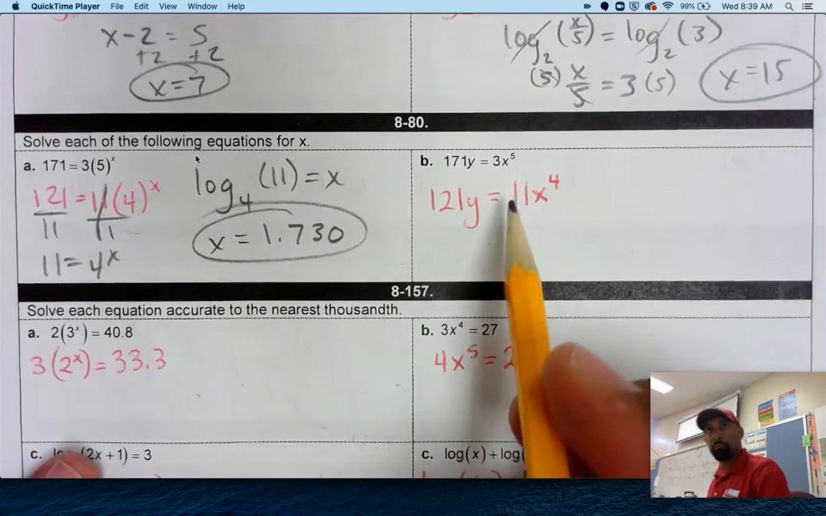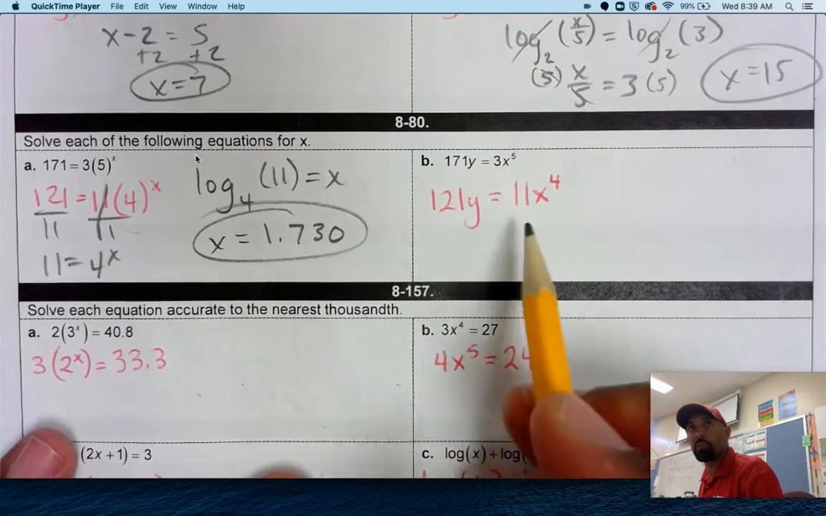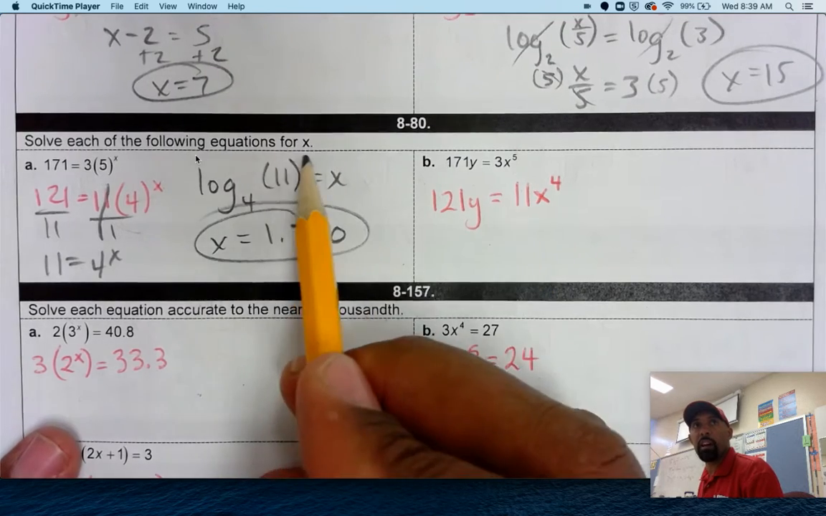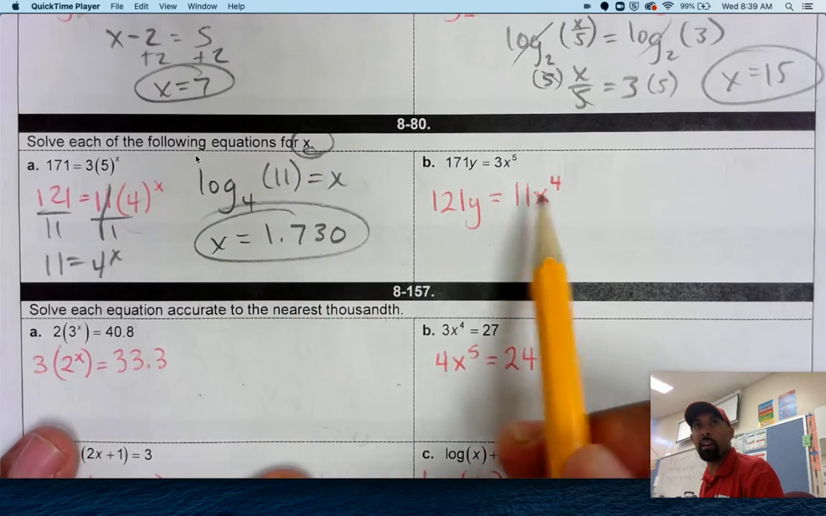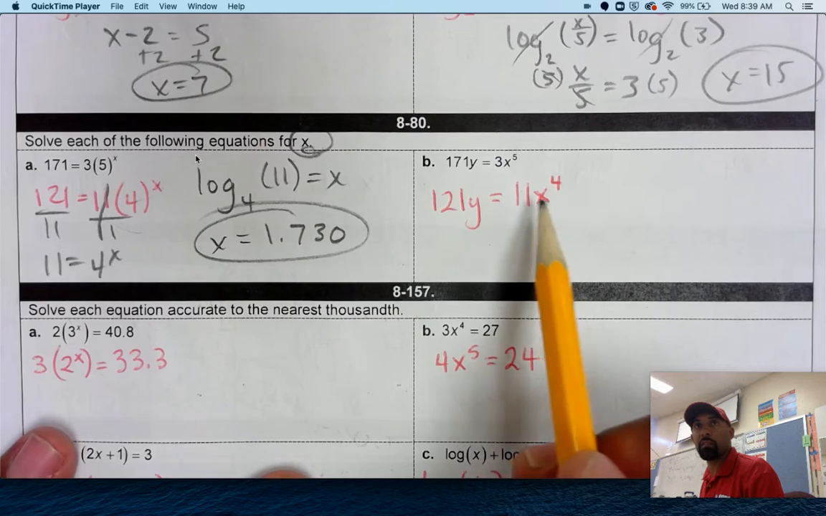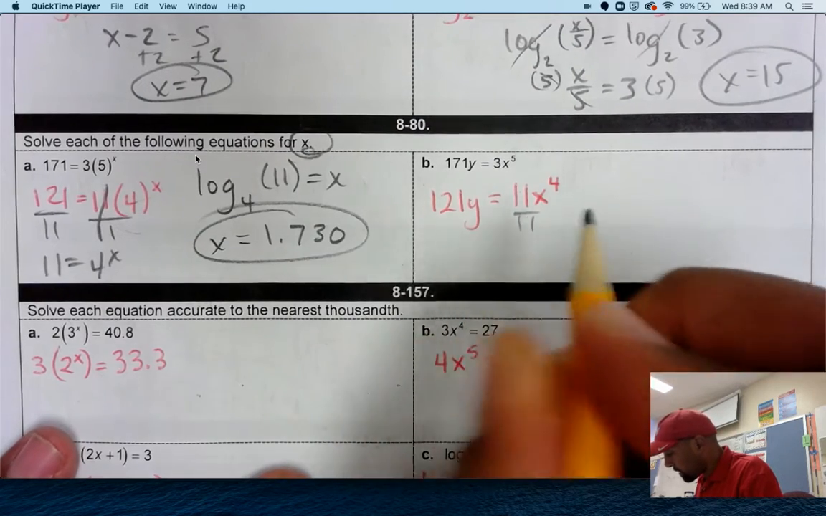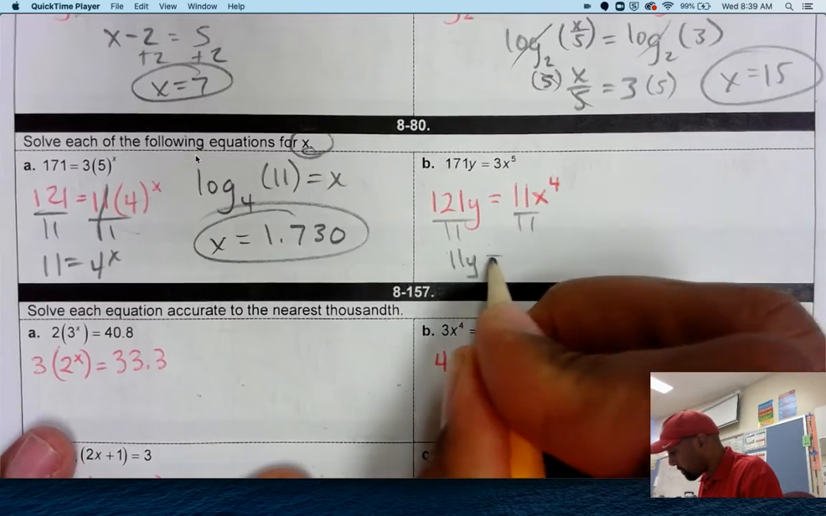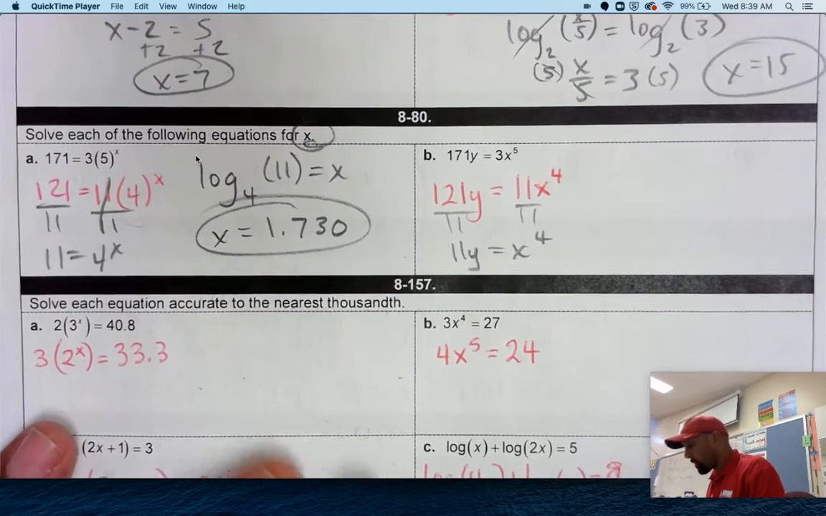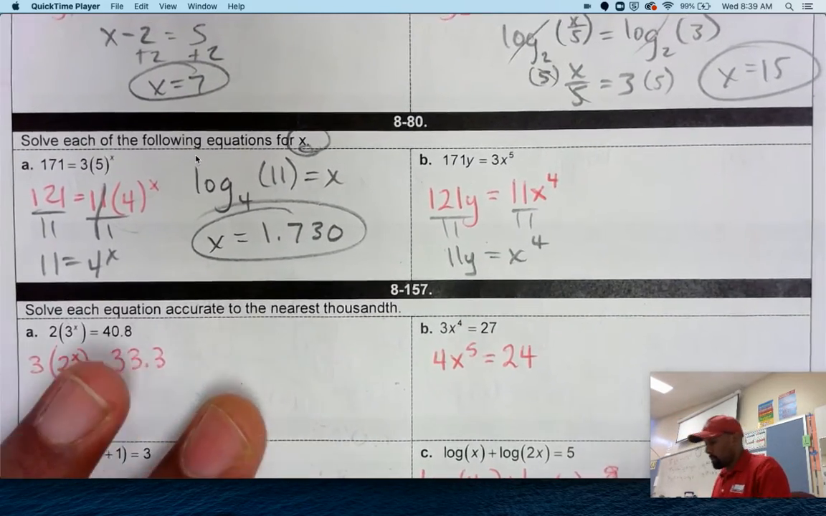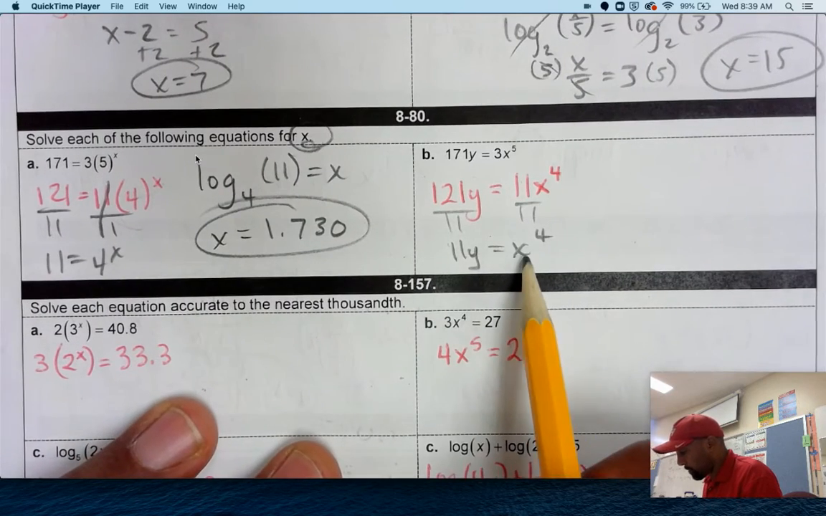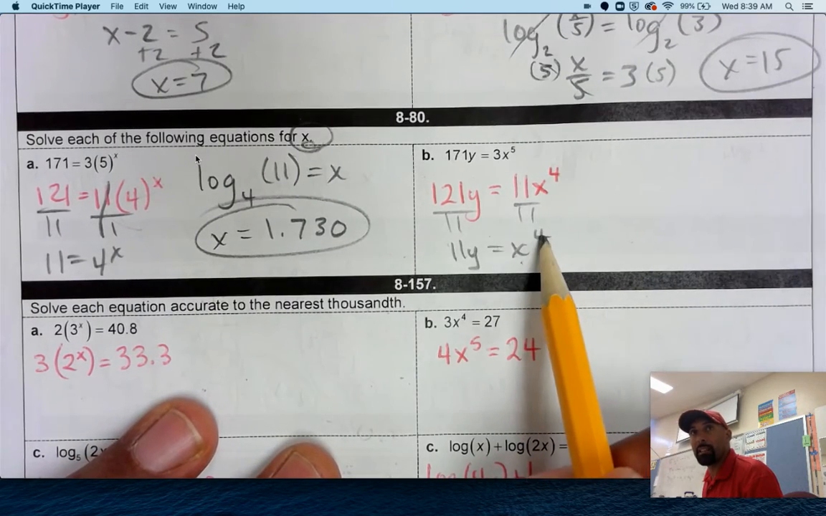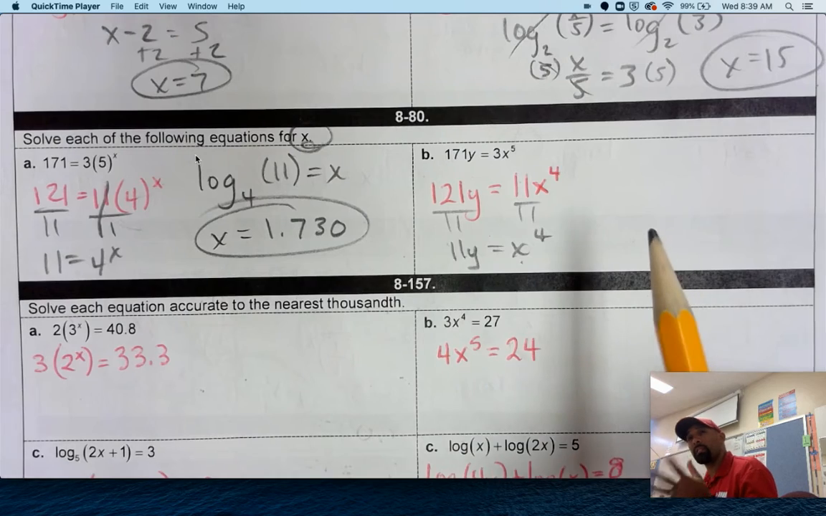All right, so now this one, okay, similar approach. We want to solve for x now because you notice there's a y and an x, so we got to simplify to solve for x. So first let's divide the 11 just like we did before. But now we have 11y on this side and x to the fourth here. And now this is a little different because the x is not in the exponent anymore. So we would approach that differently.